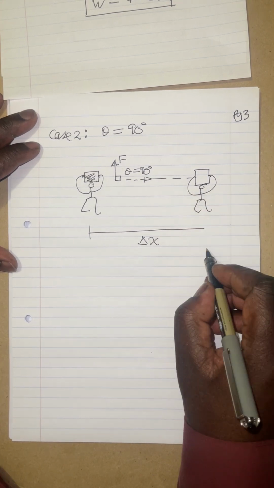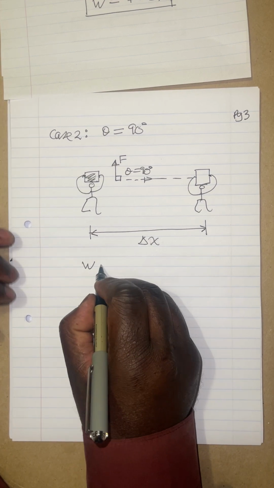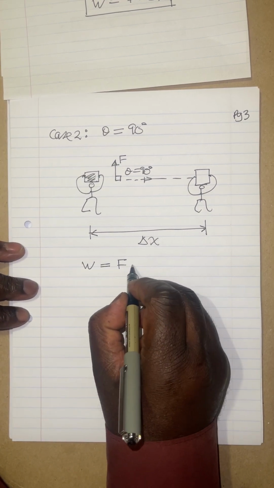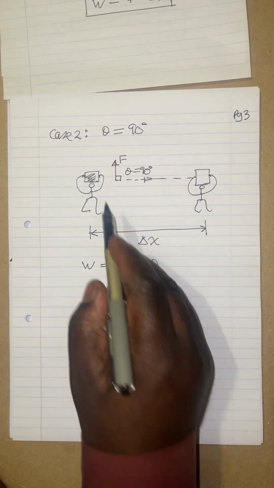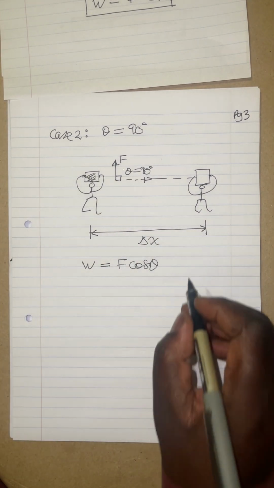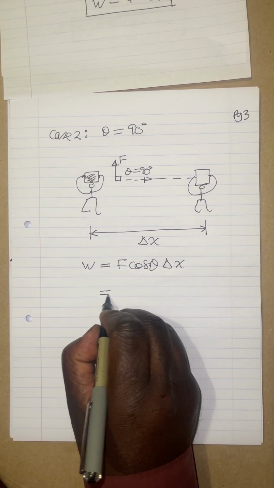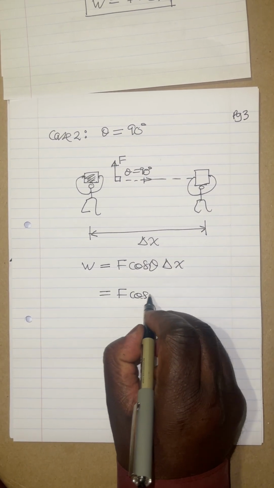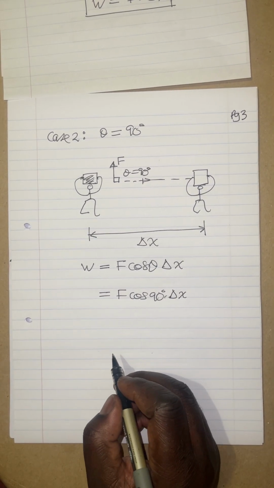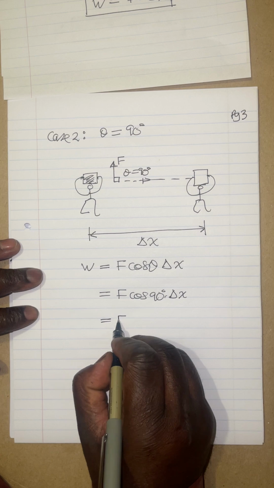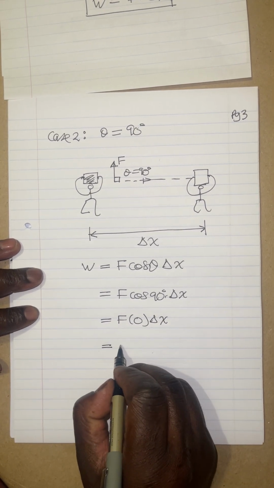And so what are we saying then? What is work done? Well, the definition says work done equals force times cosine of the angle, that's theta, the angle between applied force and the direction of motion, remember that, and times the distance covered. Now, this is F times cosine of 90 degrees times delta x. And what is cosine of 90? The answer is 0. So this is F times 0 times delta x, and the answer is 0.